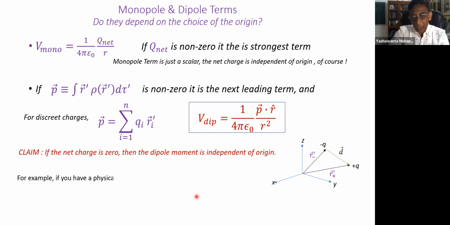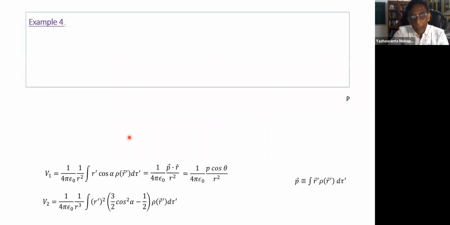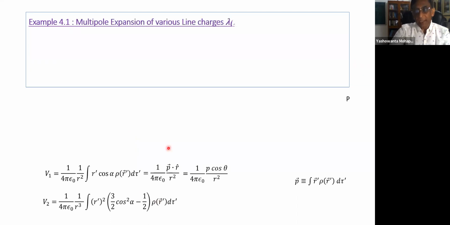So if you have a physical dipole with plus Q and minus Q at R plus prime and R minus prime, then p is Q R plus prime minus R minus prime. So this is simply Q into d. Let me take up an example. We will end this with an example.